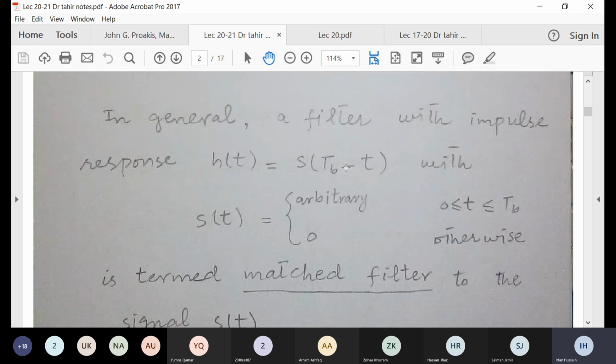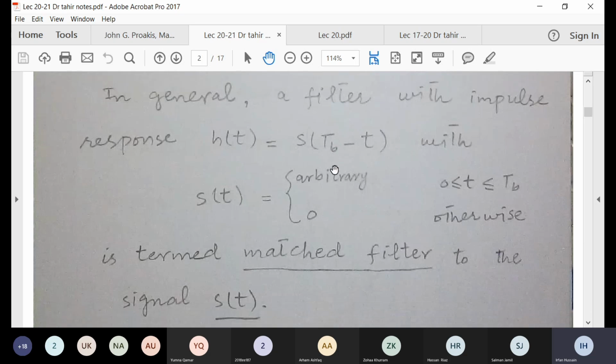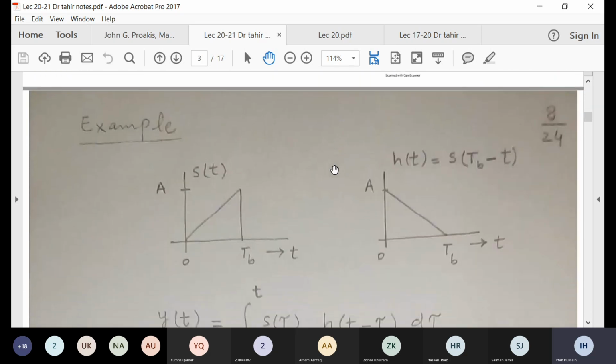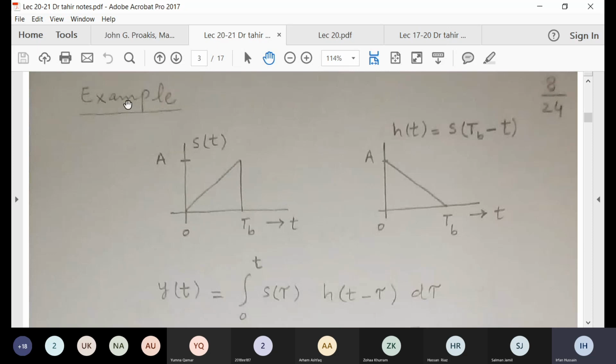So this will happen for any arbitrary signal. If you have any arbitrary s of t, then the matched filter response will always be s of tb minus t. You can just see that you are actually flipping it, and then you are delaying it by tb. As an example, you can see this is s of t, so you first flip it, it comes here, and then you advance it by tb, so it will come here. Okay.